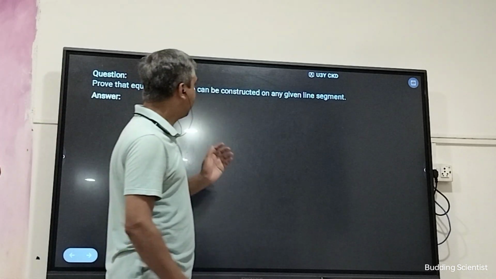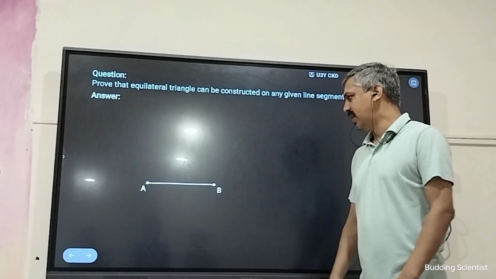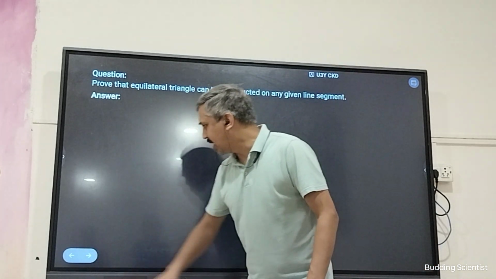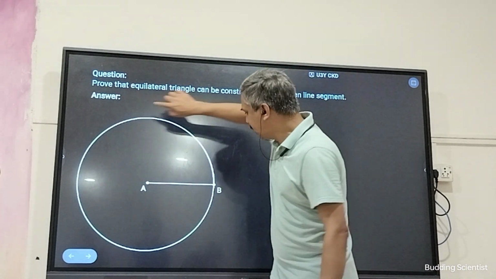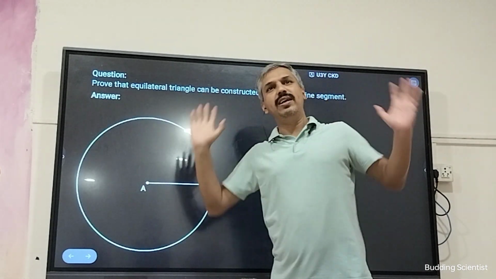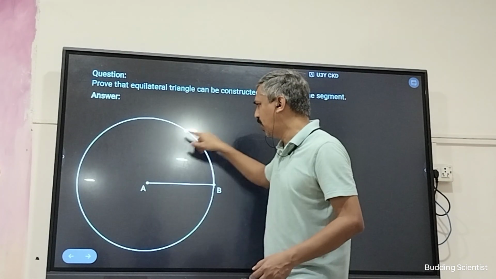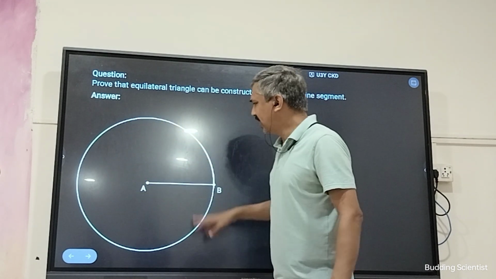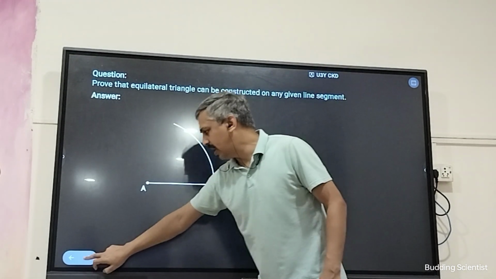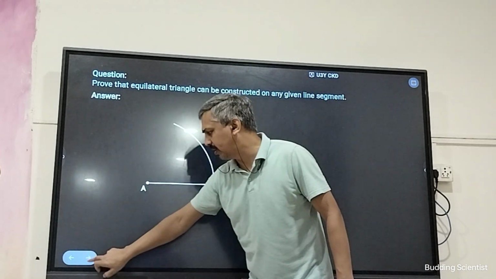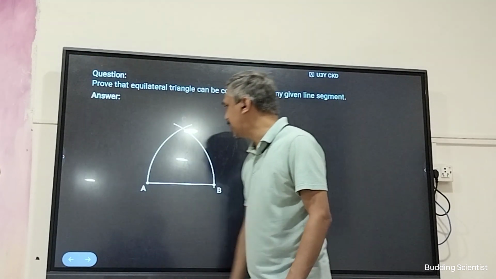Prove that an equilateral triangle can be constructed on any given line segment. I'll just take a random line segment like this. This is AB. Now on this line segment, with center at A, I'll draw a circle. Now do we need the entire circle? No, I only need up to this point because that is where I am going to construct the equilateral triangle. So I don't need the entire circle; I get rid of this, and only keep this arc. Then with center at B I draw another arc. The two arcs intersect at this point that I call point C.